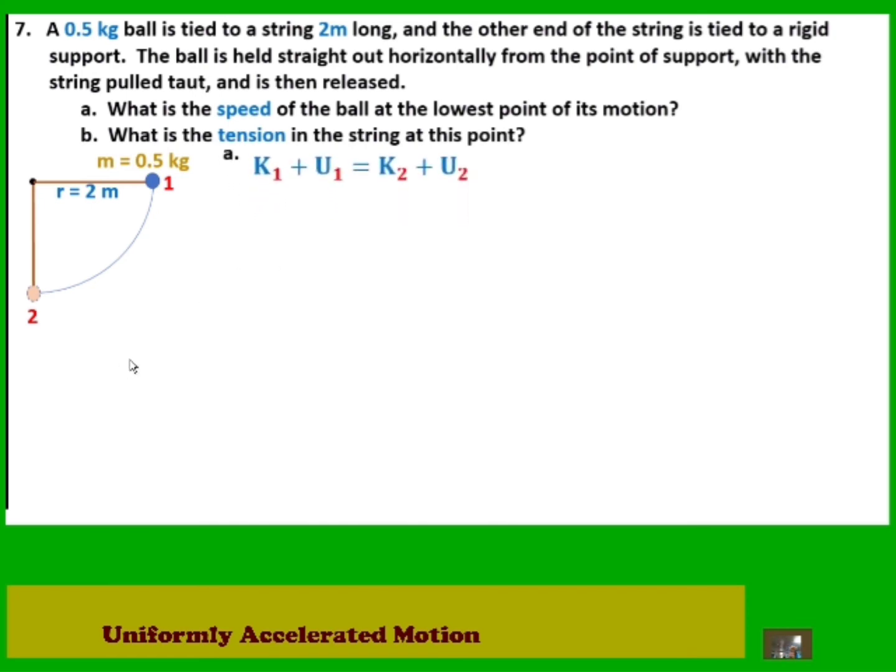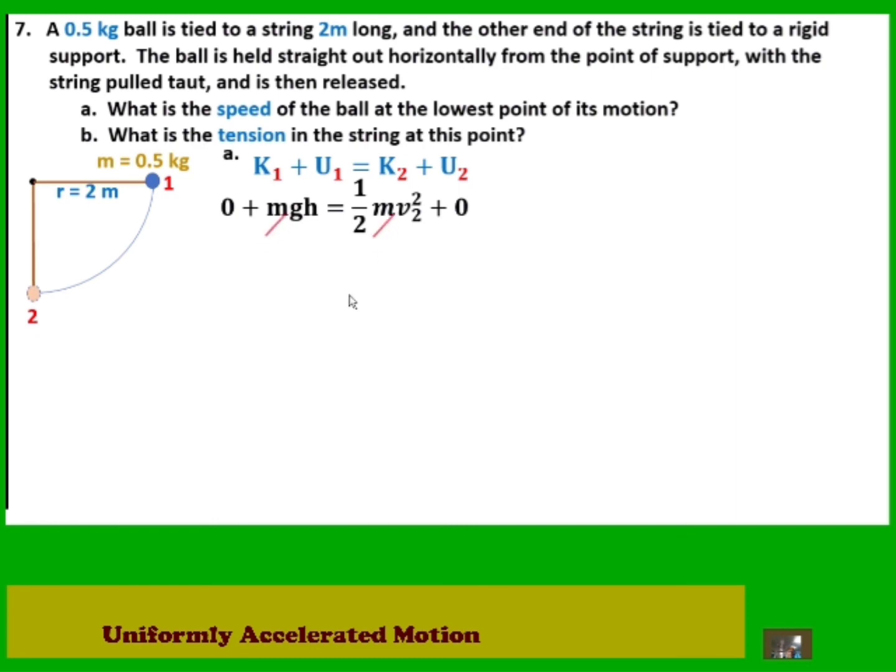So from energy conservation principle, considering point 1 and point 2 for the motion of the ball. At point 1, its kinetic energy is 0 since it starts from rest. Its potential energy is weight times the height. This is the height, the radius, 2 meters. Its kinetic energy at point 2 is 1/2 m v sub 2 squared, and its potential energy at point 2 is 0 since our reference level is point 2.